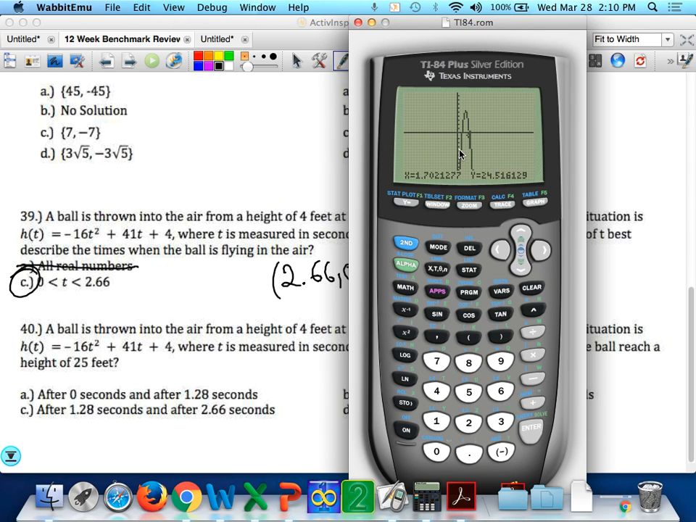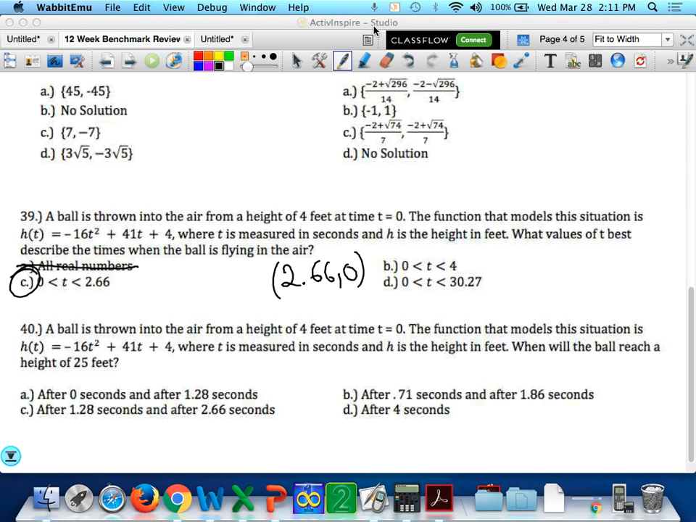Our ball was thrown up in the air. Right here, it's 25 feet high, but it's going to keep climbing. It's not like it hit a ceiling. It kept going up in the air. Reached its maximum, comes back down, and here it hits 25 feet again on the way down. So we should have two answers. That eliminates D.